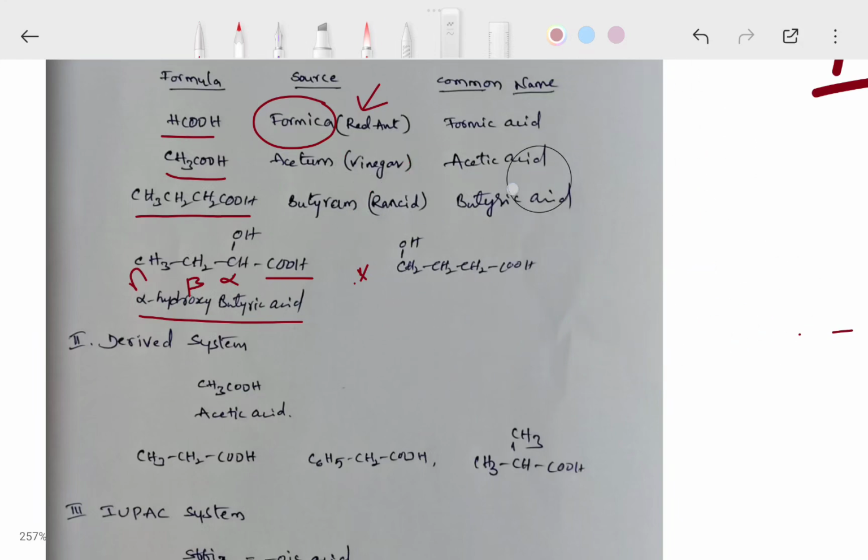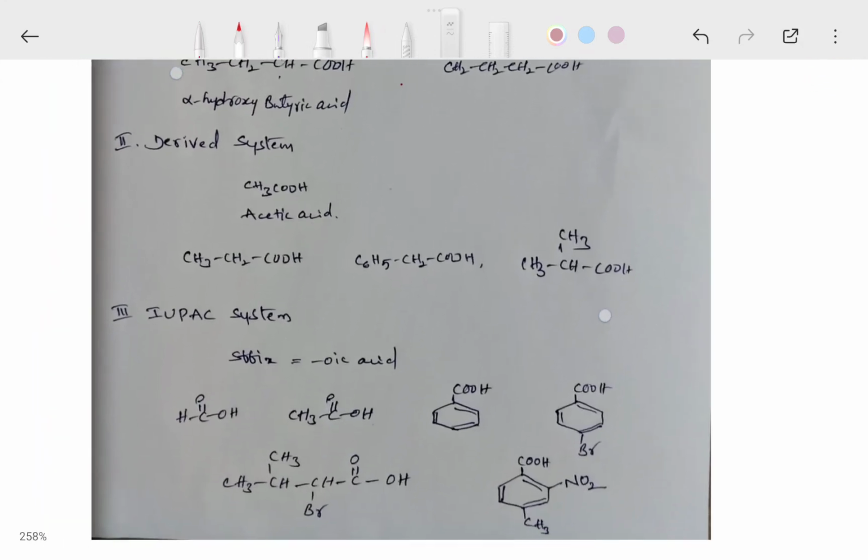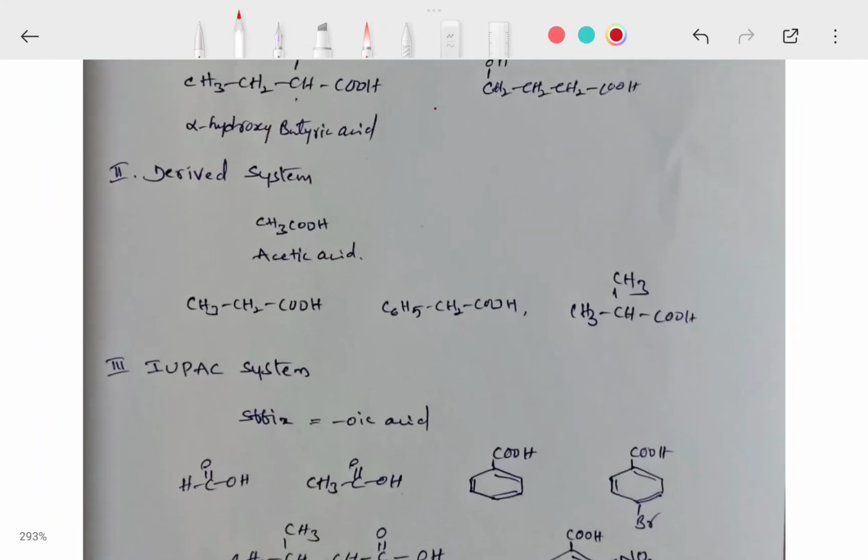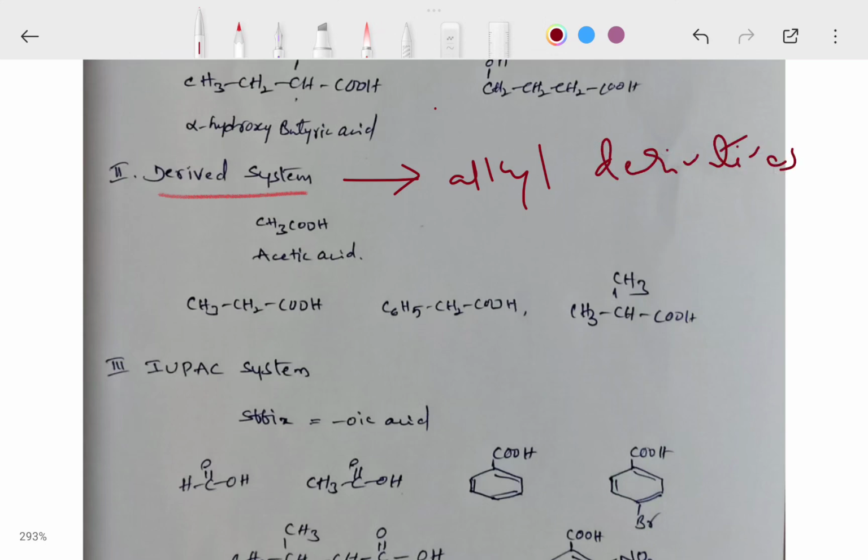Now the second system is called the derived system. In the derived system, sometimes carboxylic acids are named as alkyl derivatives of acetic acid.